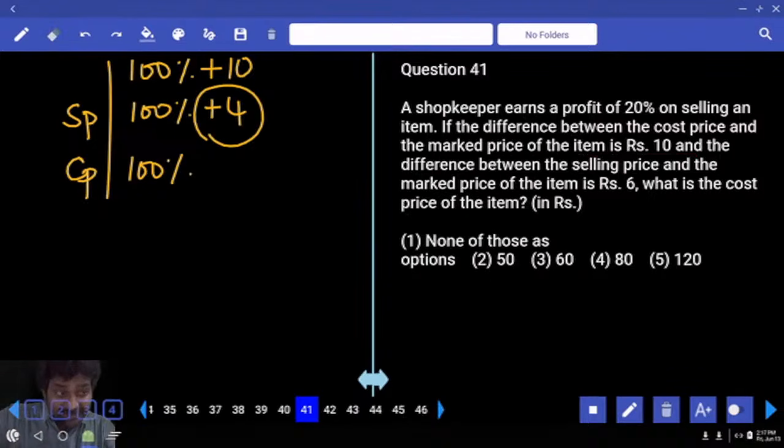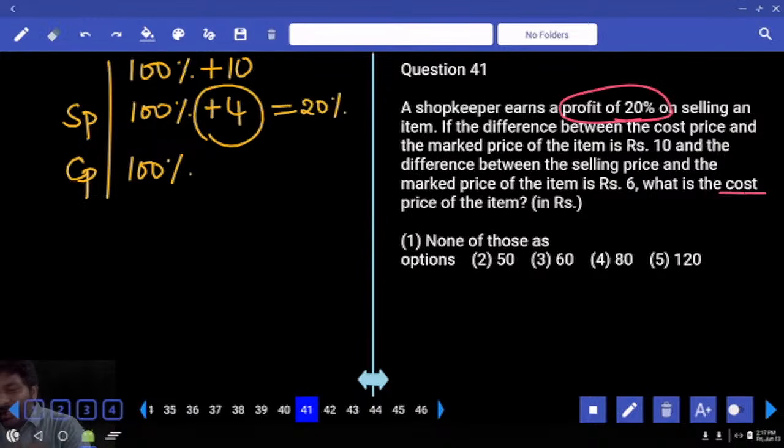And how much percentage of profit he is making? Then this value 4 rupees is equal to 20%. And question is to identify cost price. How do you get cost price? 100%, right? So 20 multiplied by which number will give you 100? 4 into 5. Cost price, 20.